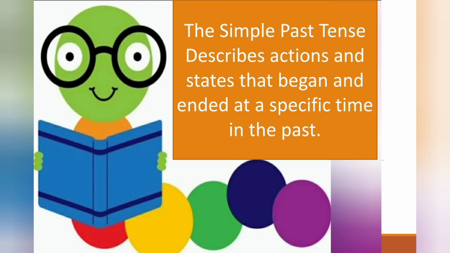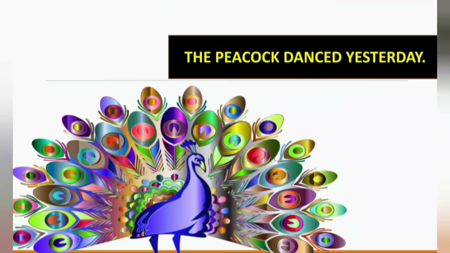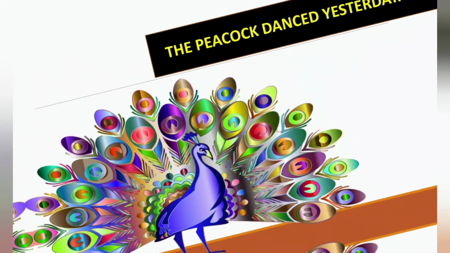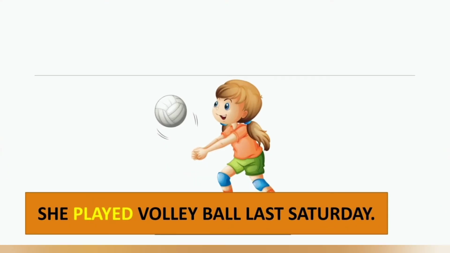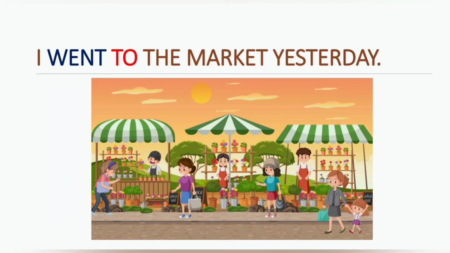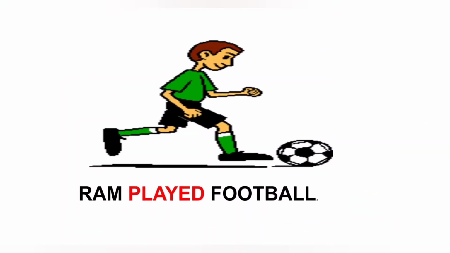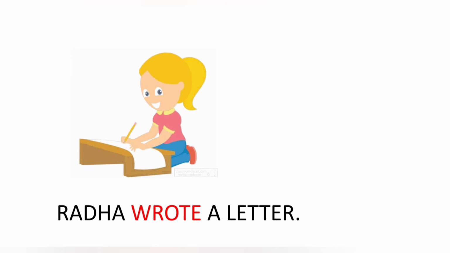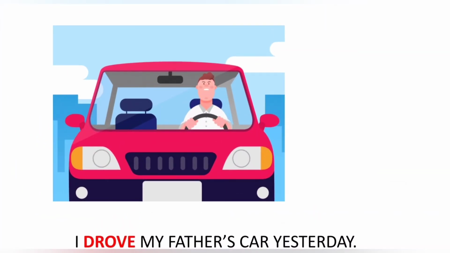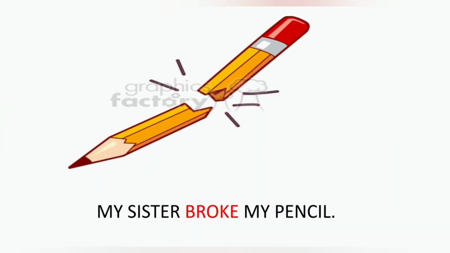The simple past tense describes actions and states that began and ended at a specific time in the past. Now let's see some examples. The peacock danced yesterday. She read the book last Sunday. The action started and completed in the past. She played volleyball last Saturday. I went to the market yesterday. Ram played football. The baby ate an ice cream. Radha wrote a letter. I drove my father's car yesterday. My sister broke my pencil.